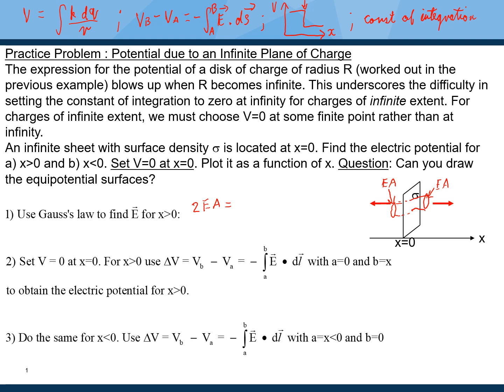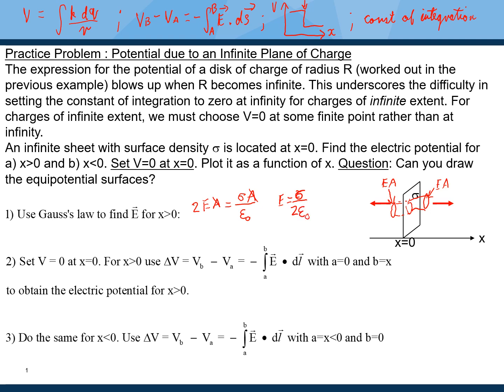So we evaluate the charge inside as being the charge inside the cylinder. That is given by the surface charge density times the cross-sectional area of the cylindrical pillbox itself divided by epsilon naught. And by canceling off the areas, we get E is equal to sigma over 2 epsilon naught.